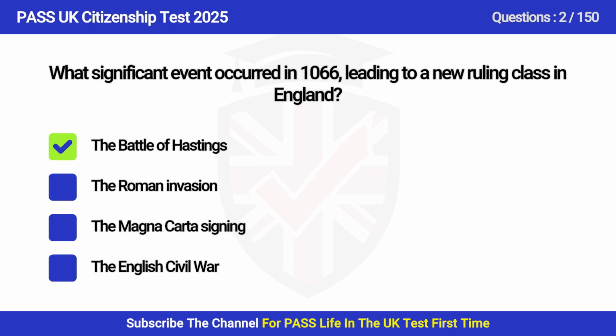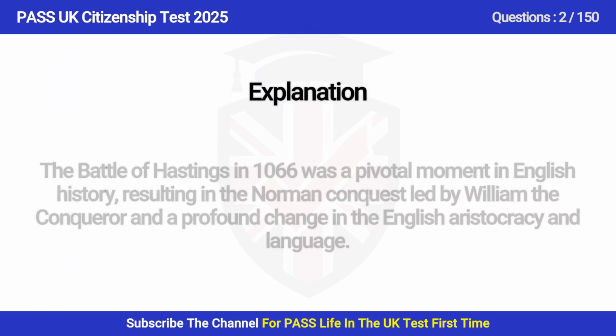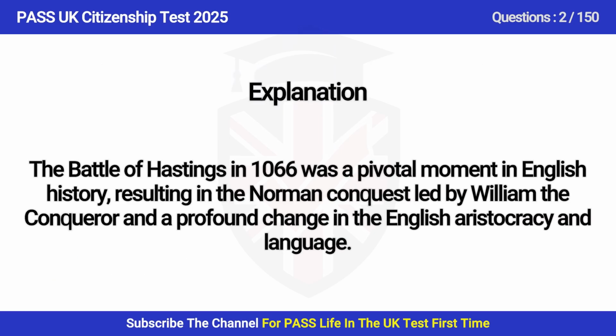Answer is A. The Battle of Hastings. The Battle of Hastings in 1066 was a pivotal moment in English history, resulting in the Norman conquest led by William the Conqueror and a profound change in the English aristocracy and language.